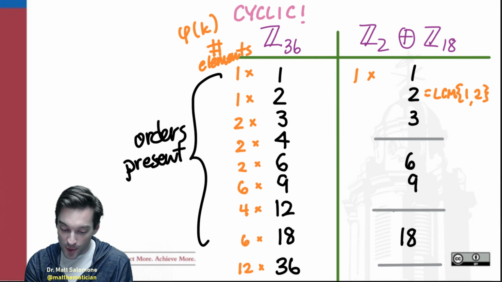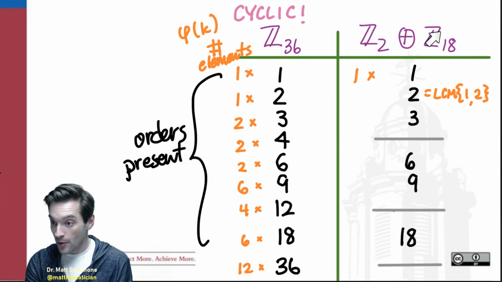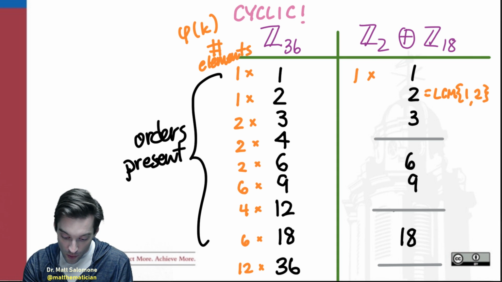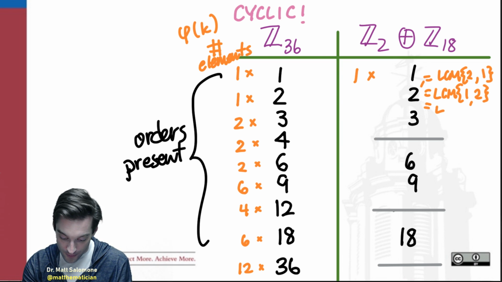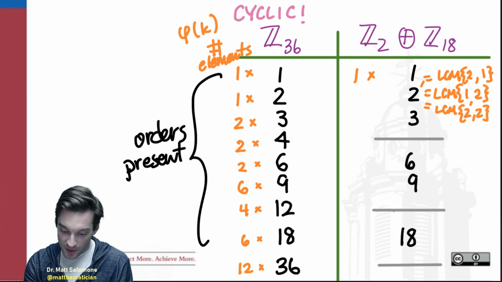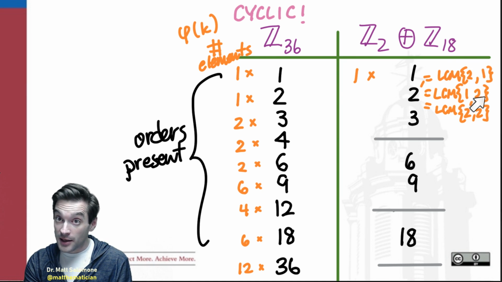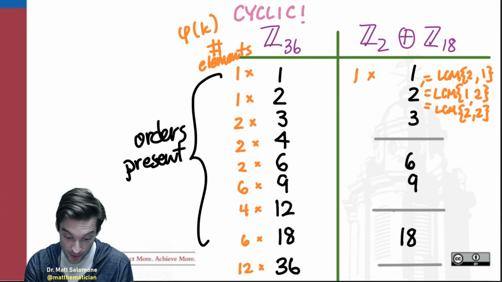I could take the least common multiple of an order 1 element from here and an order 2 element from there, or I could choose the order 2 element from the first factor and an order 1 element from the second factor. Or I could choose an order 2 element from both factors. Right? Here are the three different ways I can get 2 as a least common multiple of a divisor of 2 with a divisor of 18. There's 3 ways to do it.